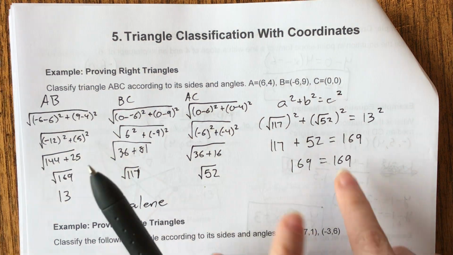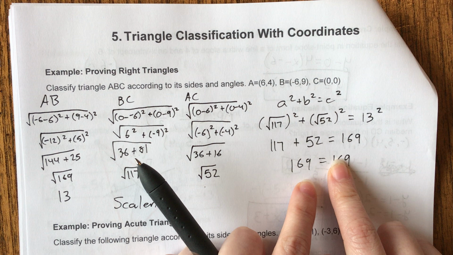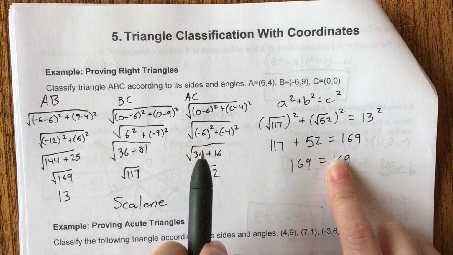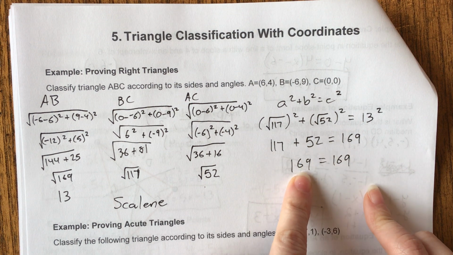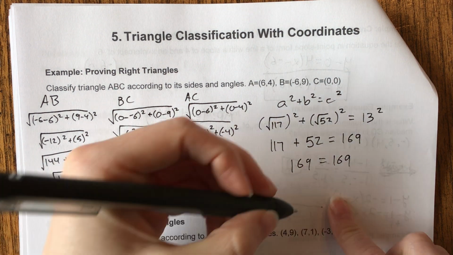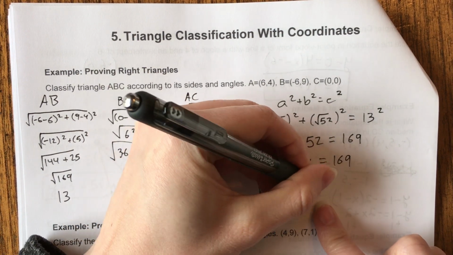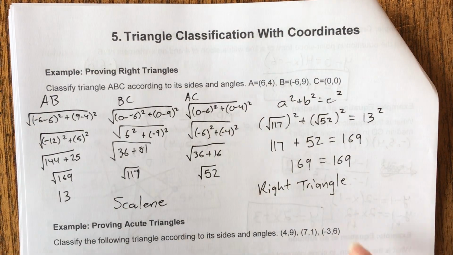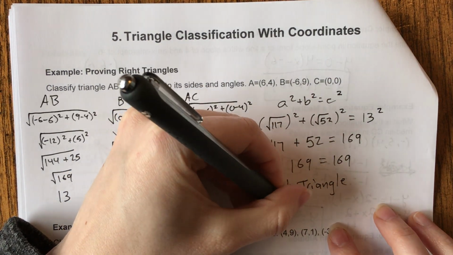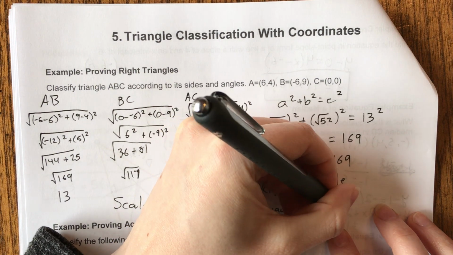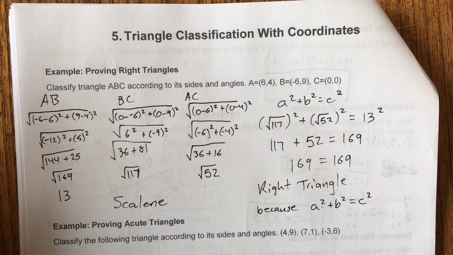And since the Pythagorean theorem works here, it makes this expression true, then I know that this triangle has a right angle, because the only time the Pythagorean theorem is true is when we have a right triangle. So I know this is a right triangle. Right? So that same process, and we can say because a squared plus b squared equals c squared, since they're equal, we know it's a right triangle.